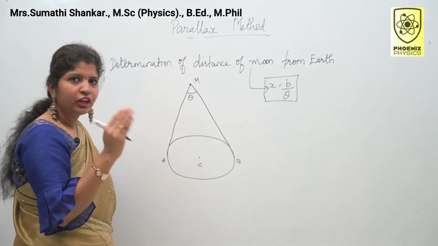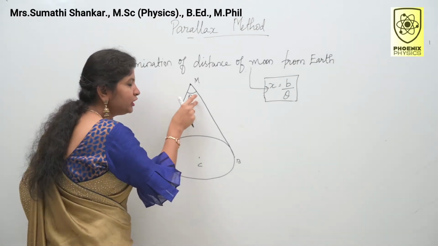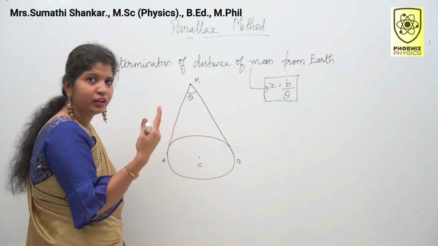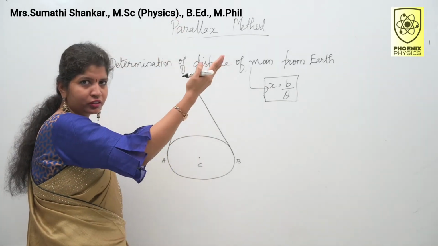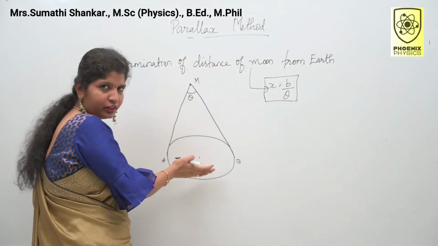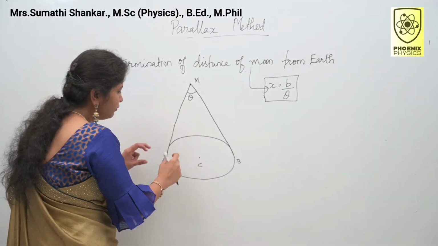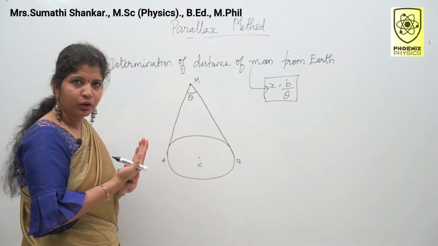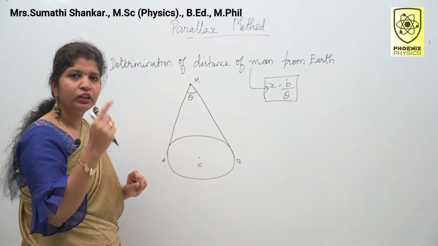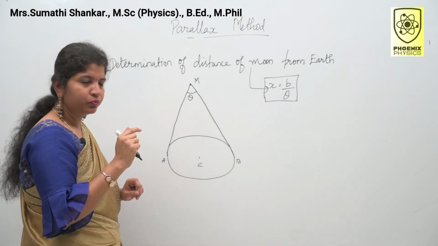Actually, we cannot find theta directly. Why? Because this object is at a very large distance from our earth. So, with the help of an astronomical telescope, I am going to find out the angle theta.